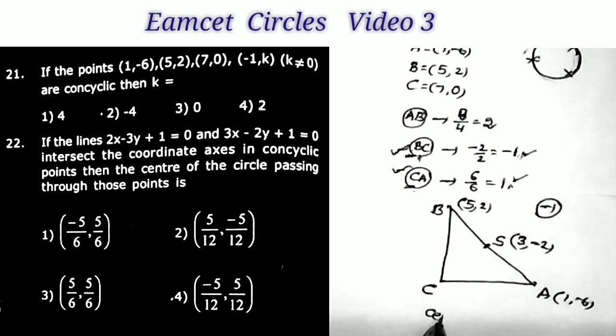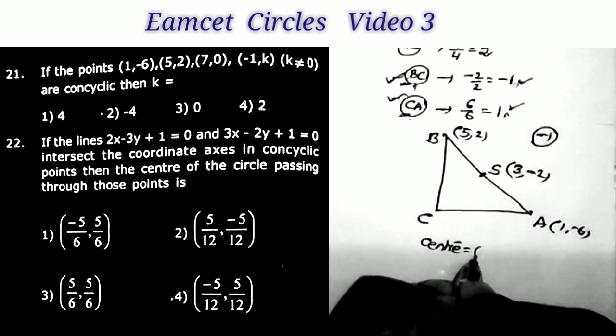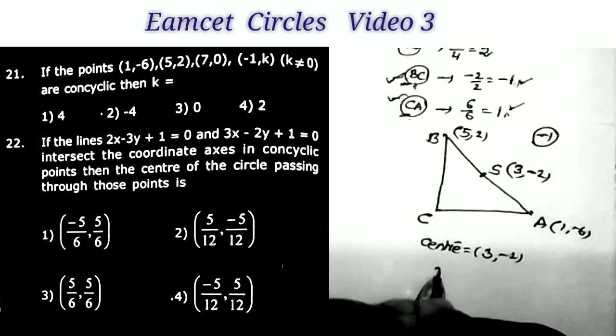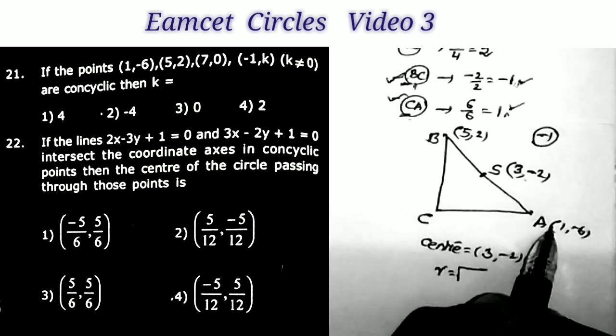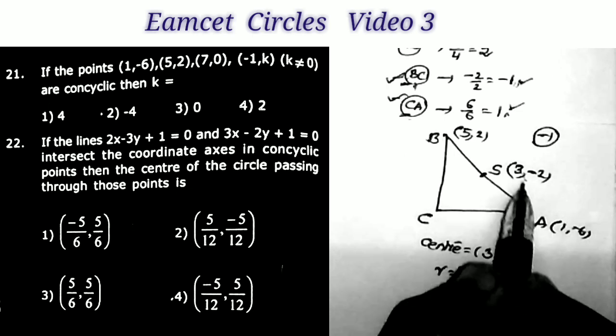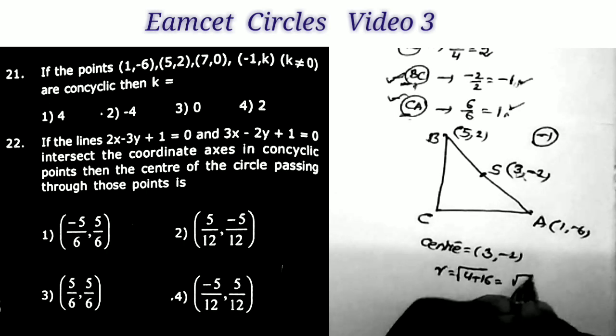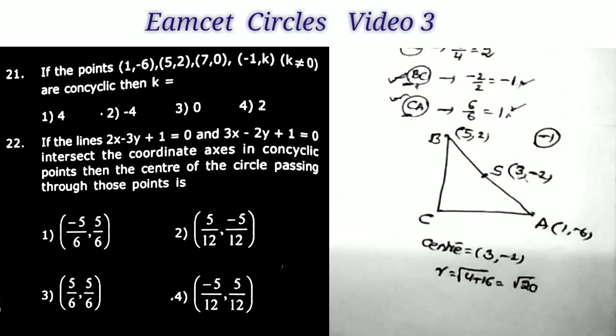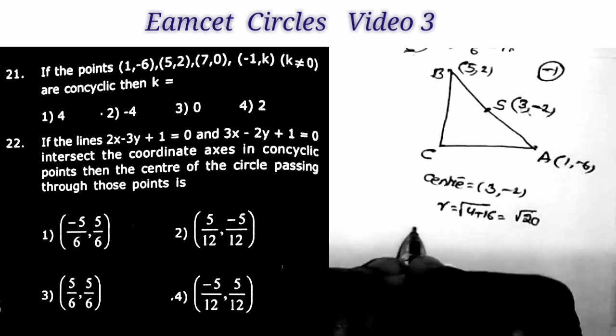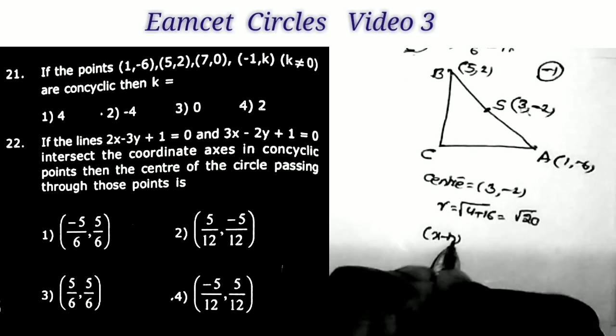Therefore the center of the circle is 3 comma minus 2. And what is the radius value? Taking the distance between these 2 points: 3 minus 1 whole square, that is 4, plus minus 2 plus 6 whole square, that is 16. That is, radius is equal to root 20. So this is the center and radius. Now what is the equation of the circle?